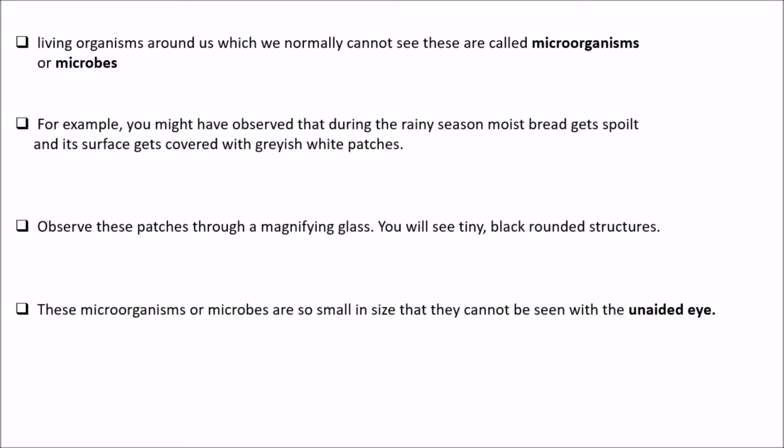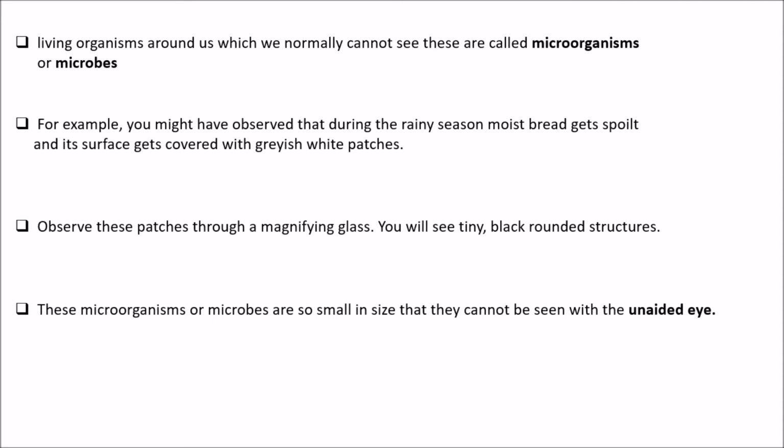These microorganisms or microbes are so small in size that they cannot be seen with the unaided eye. That is the reason we cannot see them with an unaided eye, because they are very small in size and they come under the category of microorganisms. Once again, living organisms around us which we normally cannot see are called microorganisms or microbes.